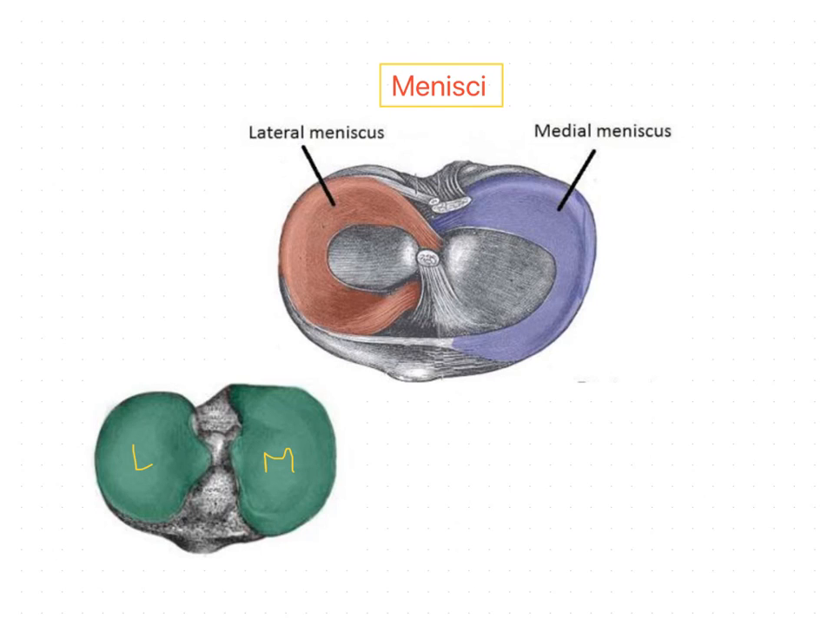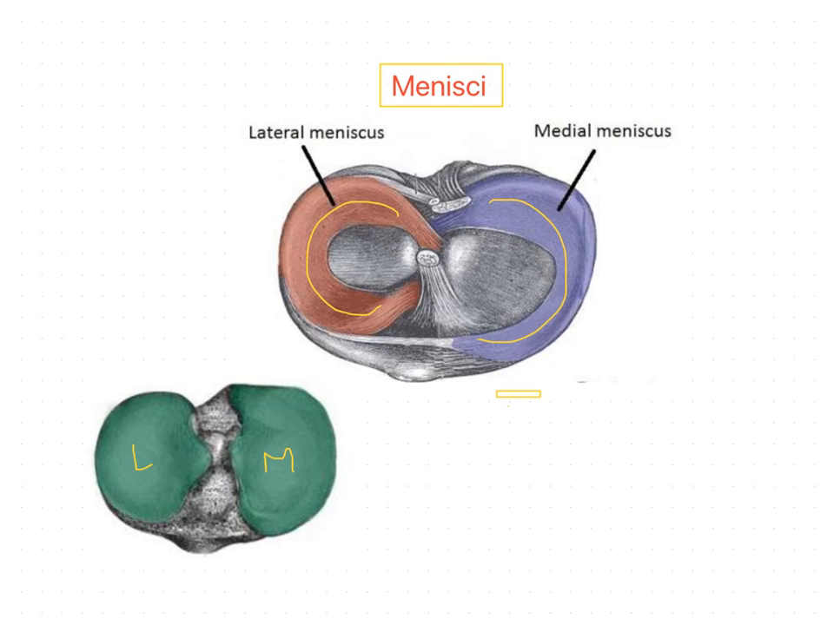Dear students, welcome back. In this session, we are going to discuss the menisci or semilunar cartilages, which are one of the intracapsular ligaments. The menisci are two fibrocartilaginous discs, shaped like crescents.